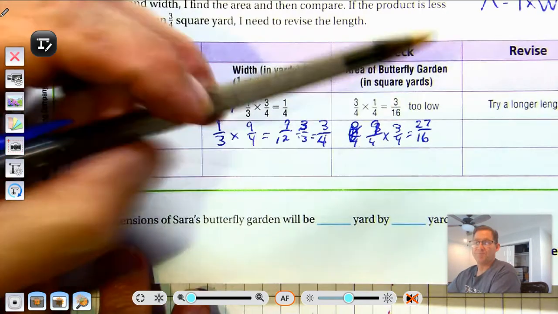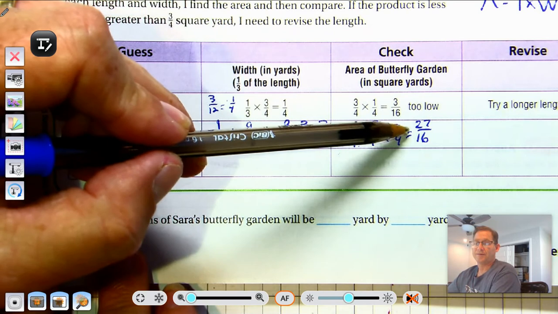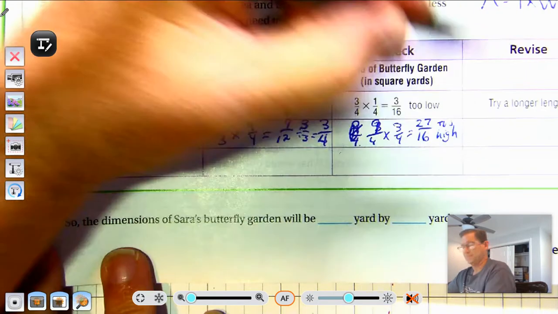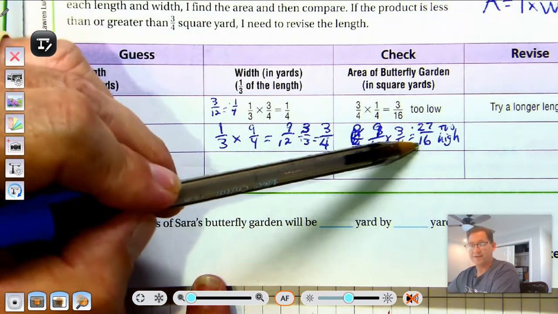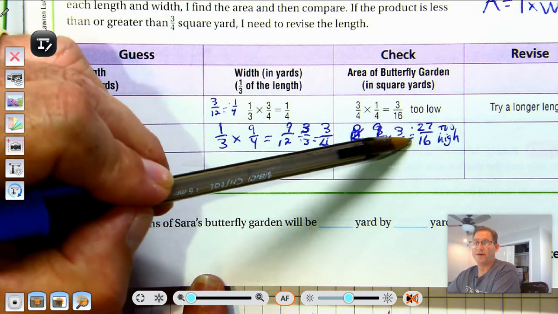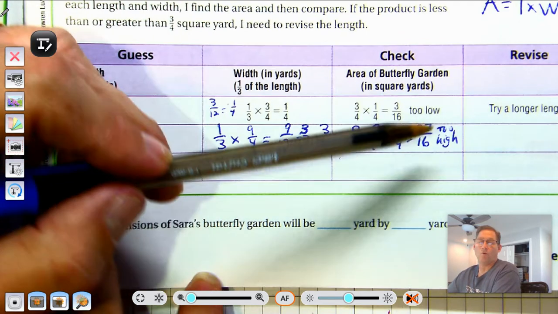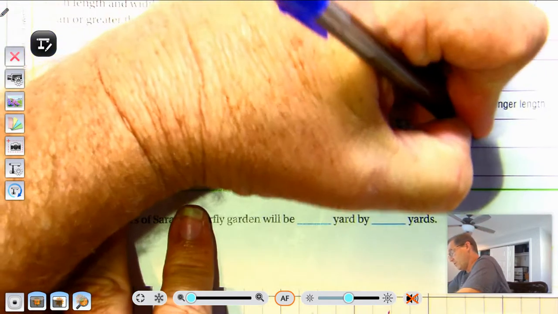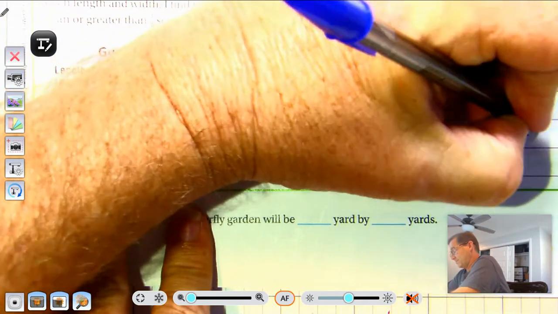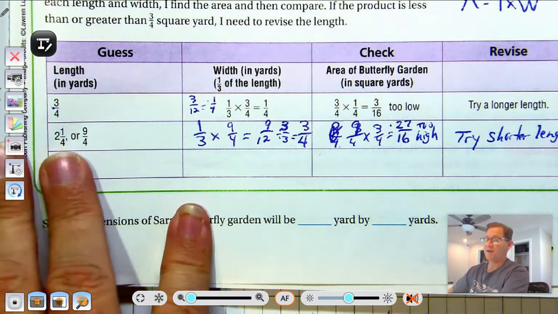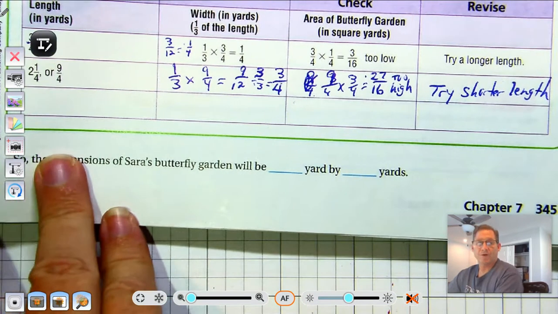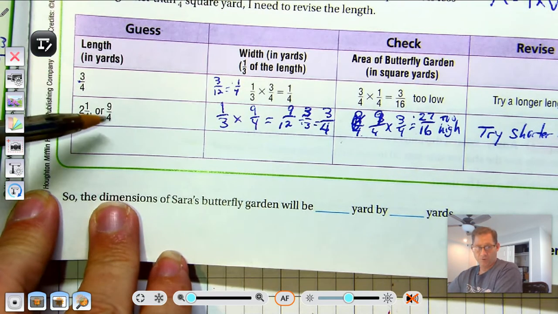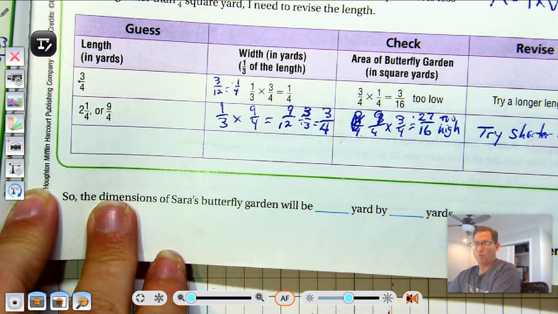Well, that's bigger than one whole, right? That's larger than 3/4. How do I know? Because the numerator is bigger than the denominator. So this is a fraction greater than 1, so this would be 1 or more square yards. I want 3/4 square yards, so I now have to try a shorter length. Is this the most efficient method? Definitely not. But we can guess and check. So let's see. 3/4 was too small. 9/4 was too big. How about going right in the middle?